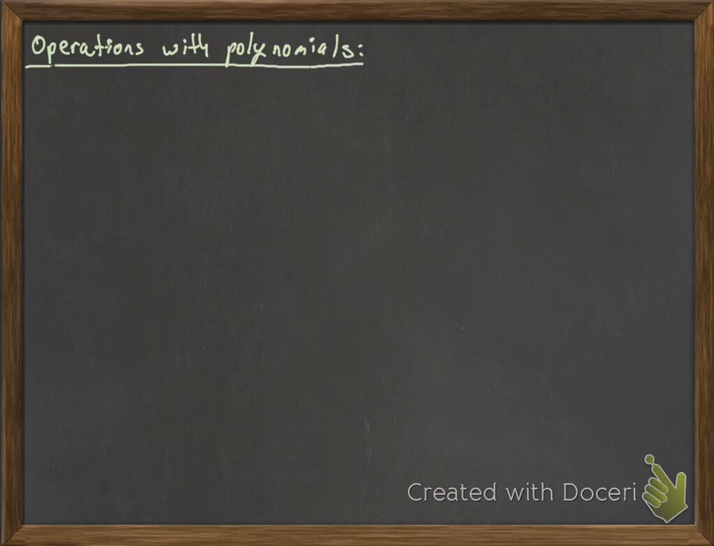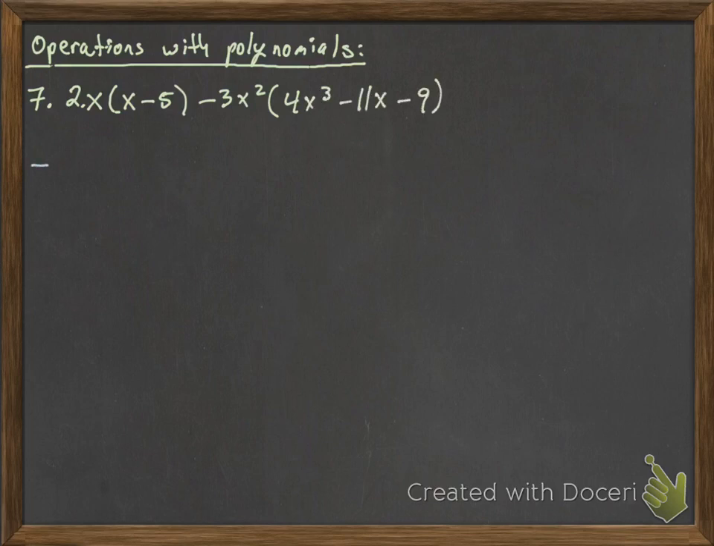Okay. Operations with polynomials. So I think probably the instructions would be something like simplify or whatever. So here's what we got going on. And of course we follow the order of operations, but the problem is x and minus 5. Those aren't like terms. Like terms have to have the same variables with the same exponents. We can't do that. Everything in the second parentheses is also not like terms, so we can't combine anything.